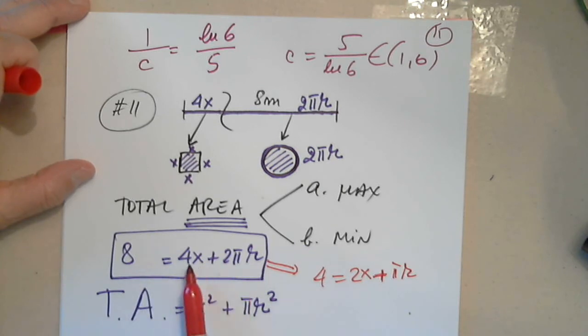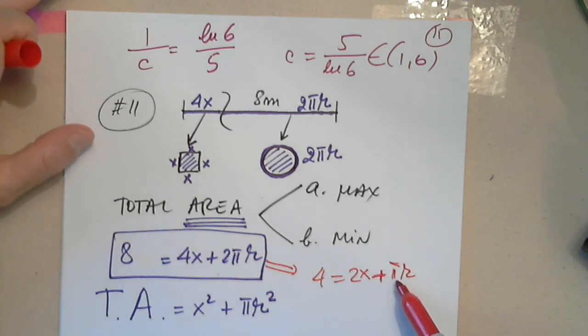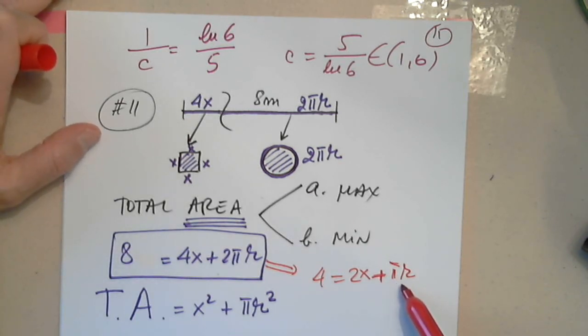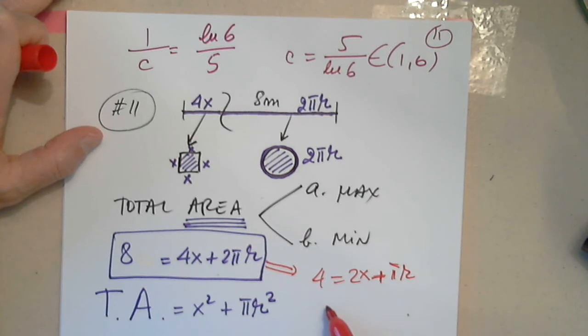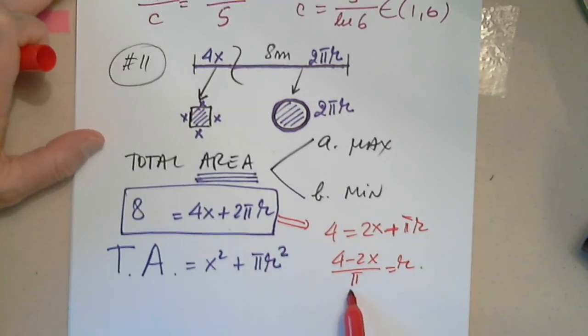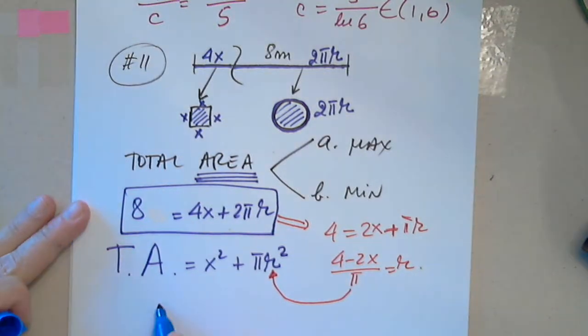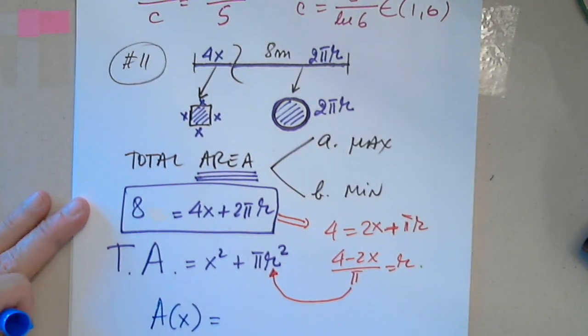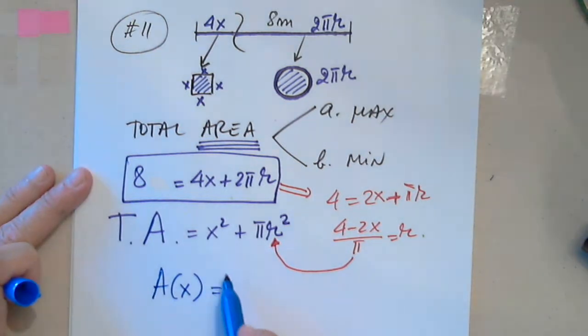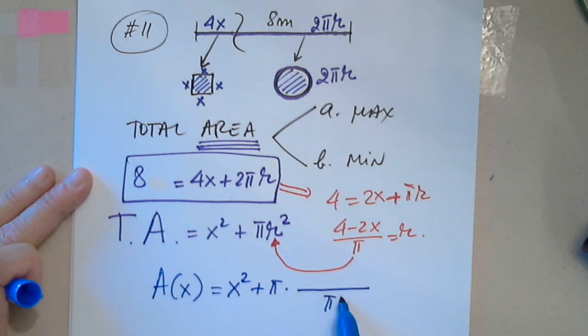4 divided by 2, and this. Do I want to divide by pi? I'm not sure. That doesn't matter really. So 4 minus 2x divided by pi is r. This is going to replace r. I have to square it. And now I get the area, which is indeed a function of one variable. First part is x squared plus pi times pi squared in the denominator and this squared.